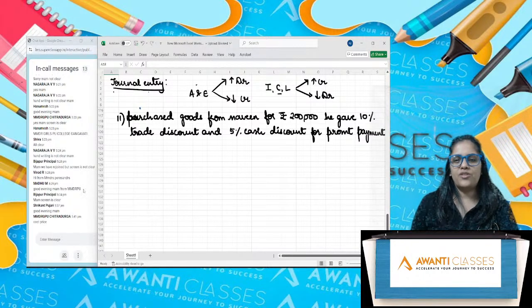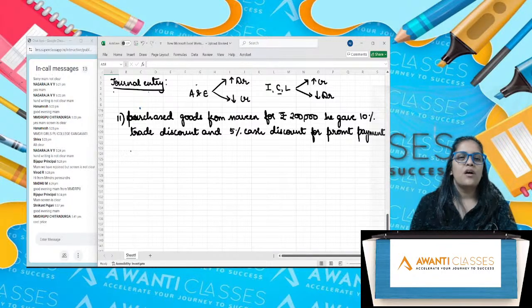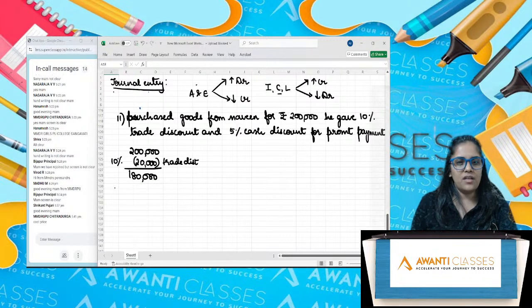Okay. Purchase goods from Naveen for rupees 2 lakh. He gave 10% trade discount and 5% cash discount for prompt payment. Okay, now pay attention. We purchased goods for 2 lakh. He gave us 10% trade discount. So that is 20,000. So we have to pay only 1,80,000. Then he further gave 5% cash discount.